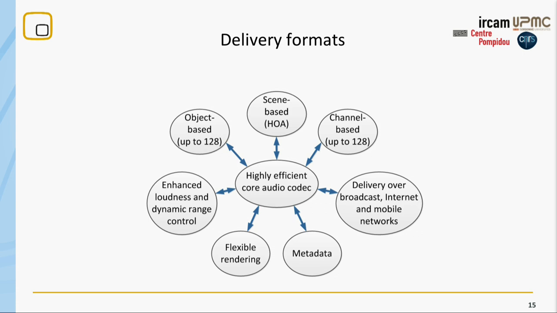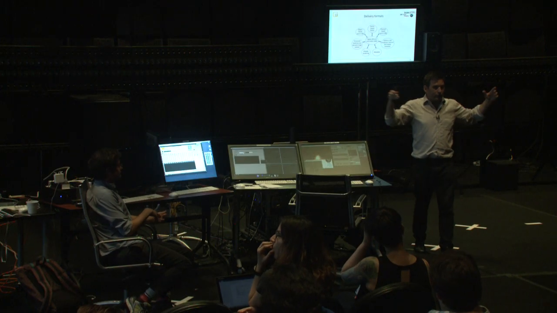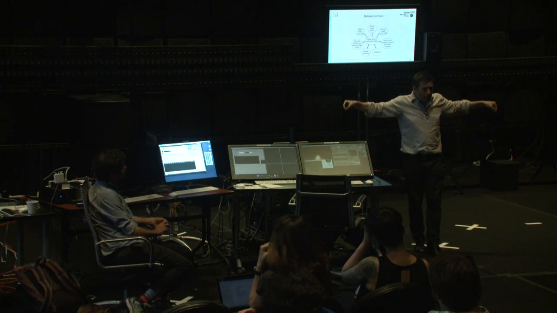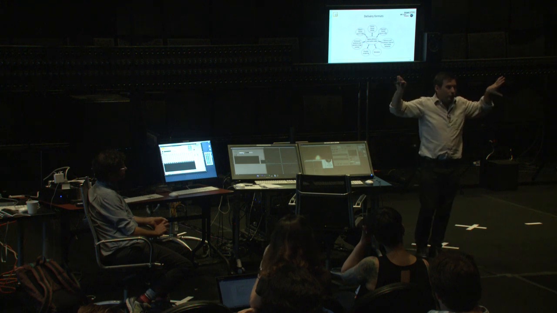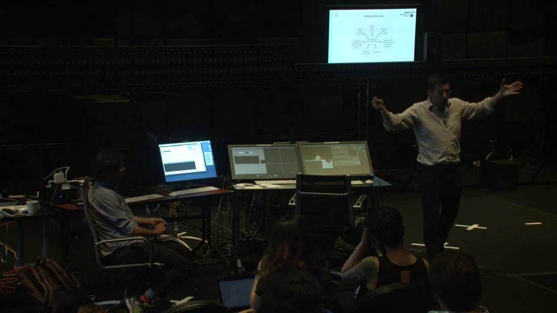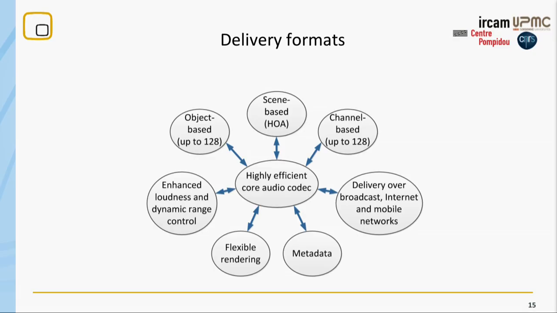5.1 would be one object, which is defined as six channels, 5.1. And since it's a standardized format, you know the positions where the five channels should be played back. If you play it back, for example, with a speaker dome, you would make five virtual sound sources which correspond to the 5.1 setup and play it back. So it's the renderer again which decides which is the most efficient and best decoder. Then you could have enhanced loudness and dynamic control, rendering, and so on.